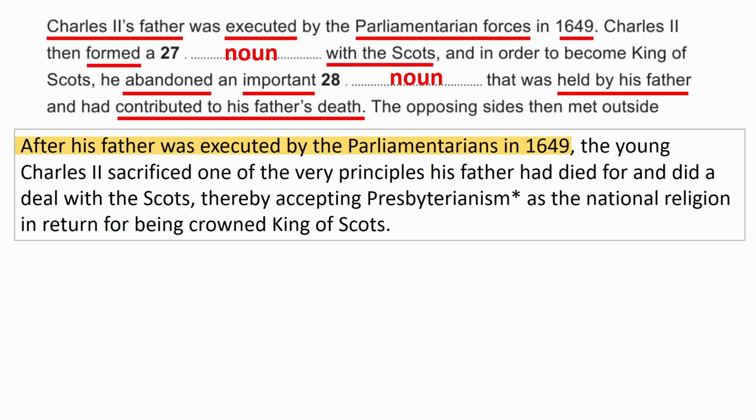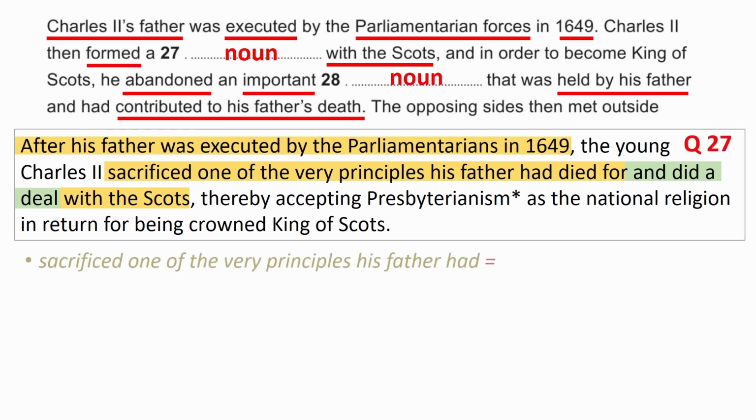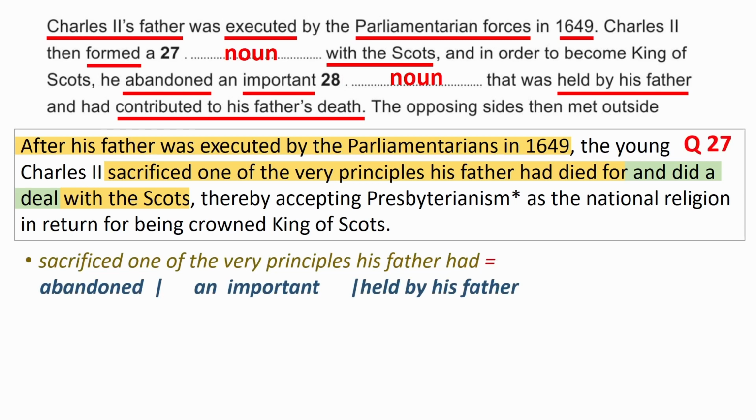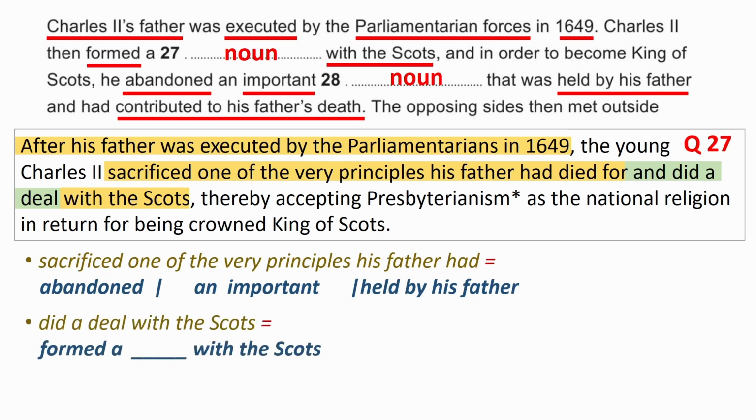After his father was executed by the parliamentarians in 1649, he sacrificed one of the very principles his father had died for and did a deal with the Scots and so on. So in the text we have "sacrificed one of the very principles his father had." In the question we have "abandoned" for sacrificed, "one of the very principles" and "important", and for "his father had" we have "held by his father." Then we have "did a deal with the Scots." In the question we have "form a ... with the Scots." So he had a deal, and therefore we need to look for its paraphrase in the box.